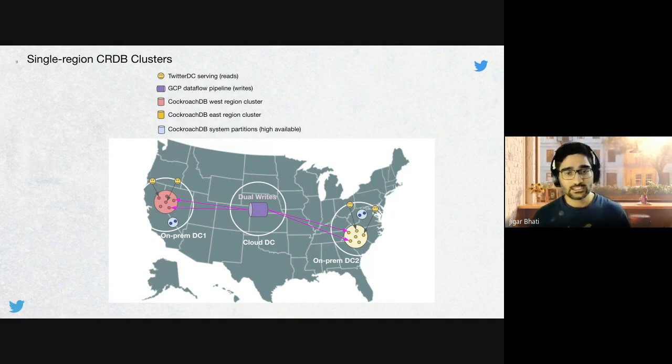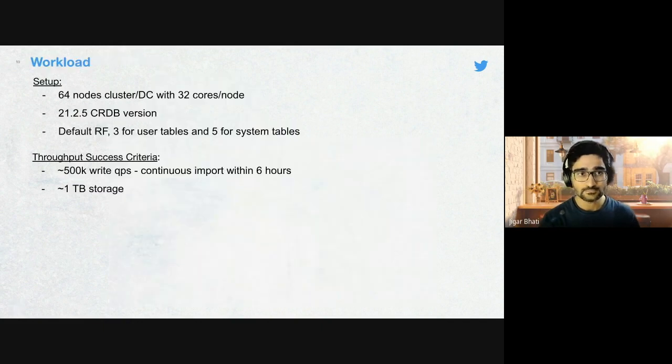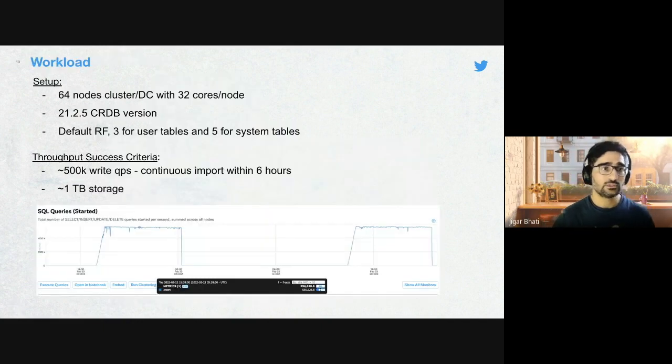In terms of topology, it's exactly similar to what we had before, where the cloud data center is trying to write to on-prem data centers in the CockroachDB cluster, which are very independent but identical with each other in terms of the data stored in them. And the reads will be done mostly on the on-prem data centers. Cool. Let's talk about the workload now.